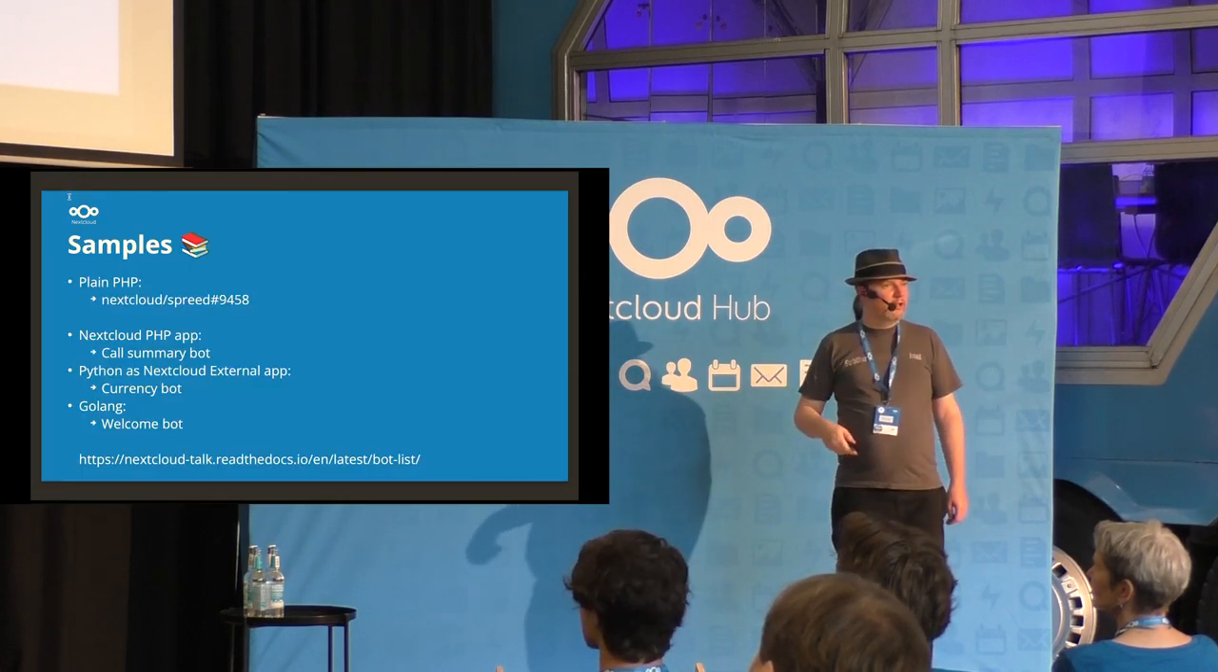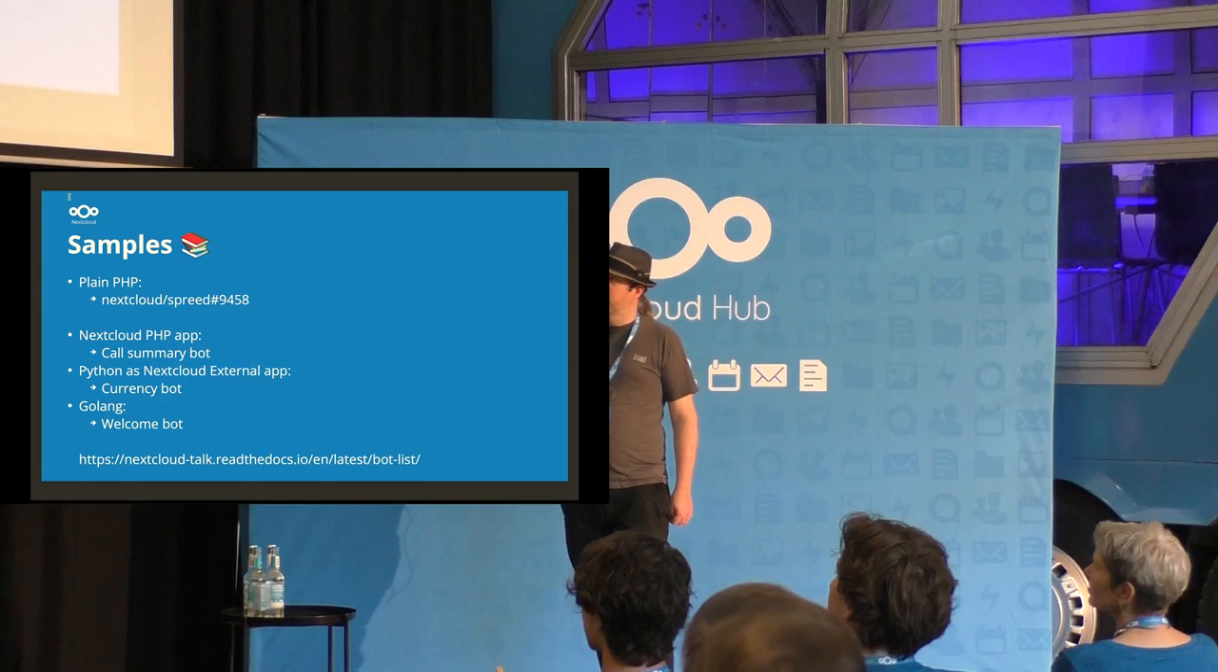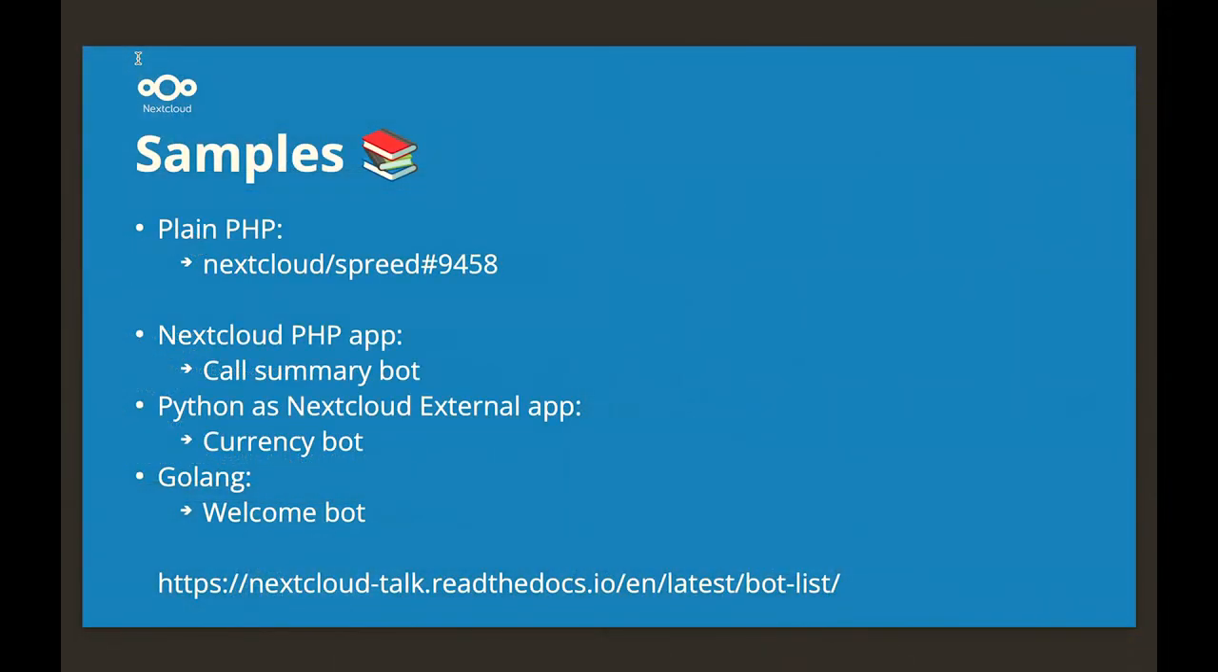The good part is there are basically a bunch of samples. There's obviously PHP code. It's currently hidden in a ticket in the Spreed repo, but I'm guessing or hoping that at some point it will be put in some documentation page somewhere. There is already the call summary bot, which you can basically fork and modify to do what you want. There's a currency bot. I did not know about this one. And last but not least, there's a Golang bot that I mentioned yesterday that is fairly simple. It just says hi and hello whenever somebody else says hi and hello. But it definitely will help you get started.